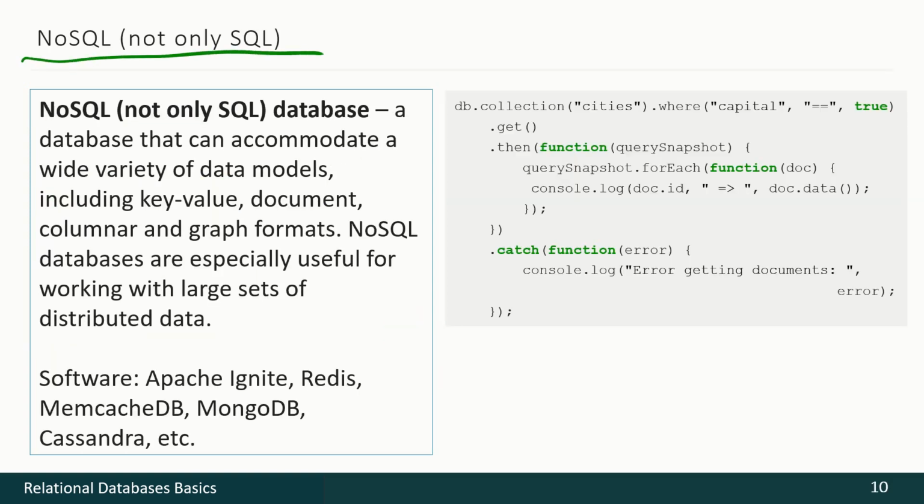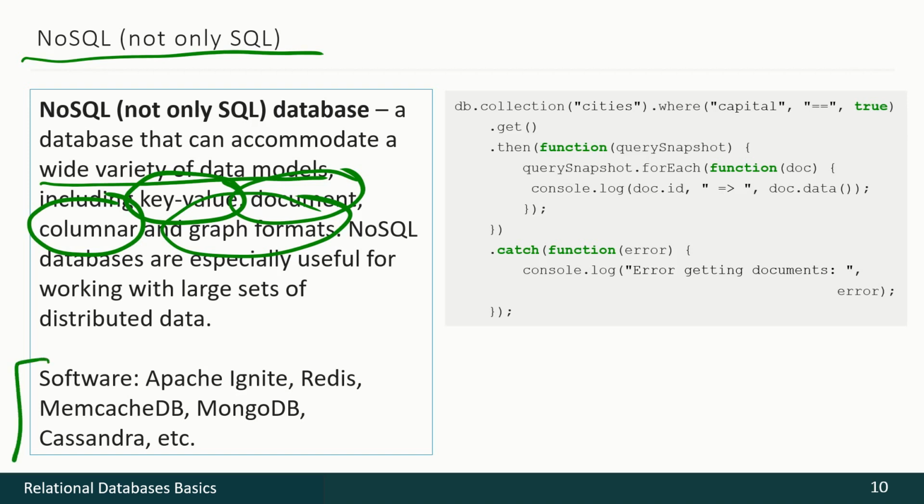NoSQL databases usually support a variety of data models, like key-value storage, working with documents, with columns, with graphs or hierarchy, and so on. The NoSQL approach was the answer to the situation that classical relational databases became too huge and lost the ability to solve several problems fast enough and good enough. And so some people decided, okay, we'll create our own approach, our own DBMS that can solve some special problem, some special task the best way possible.